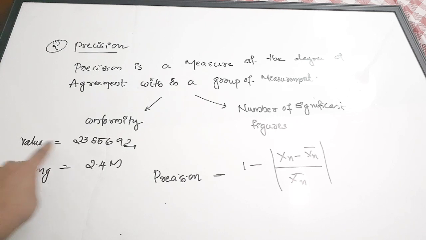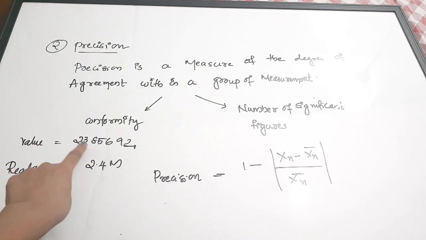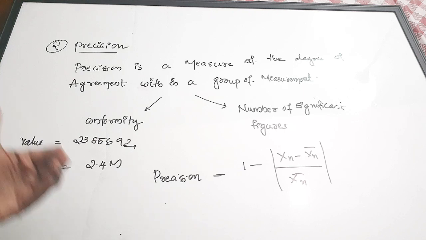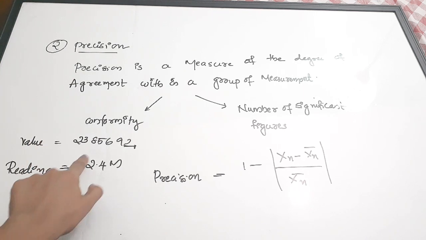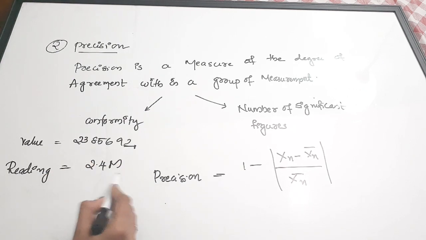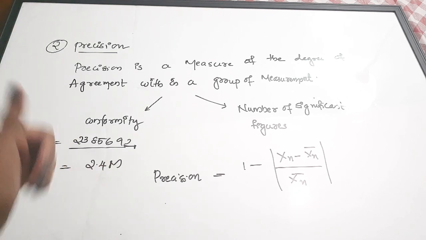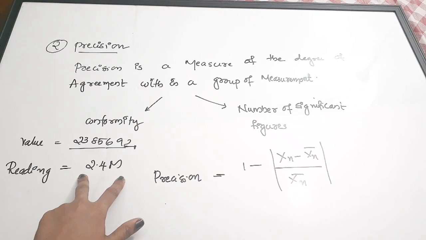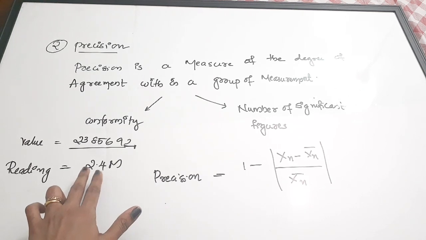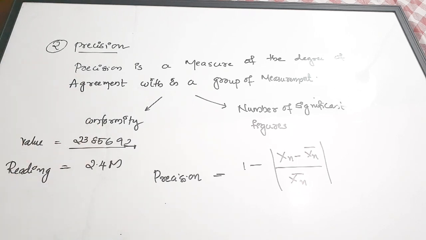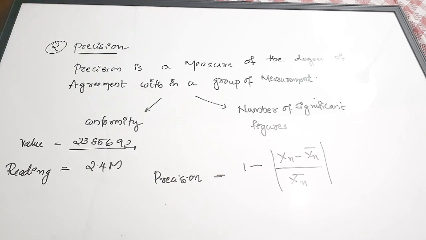Consider that this is a resistance value, 2385692, but the available scale is only 2.4 meg. The exact value is not 2.4, it is something less than 2.4 meg, but you are only able to read the value as 2.4 meg, due to the absence of that scale. Your reading scale is in meg, so you are only able to read it as 2.4 meg. So this is a precision error. This is precision, how precisely you can read the value.